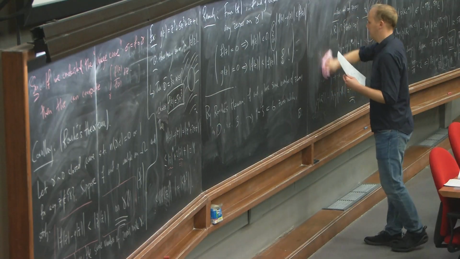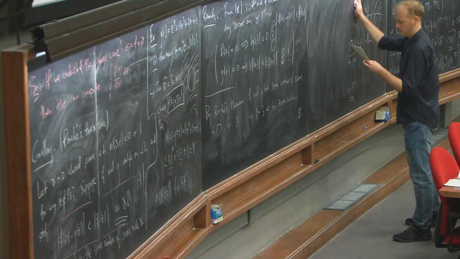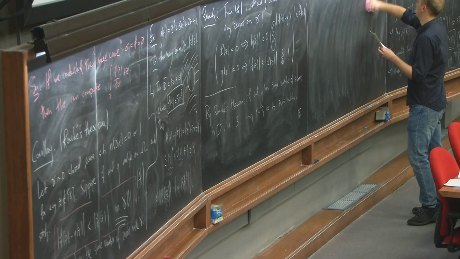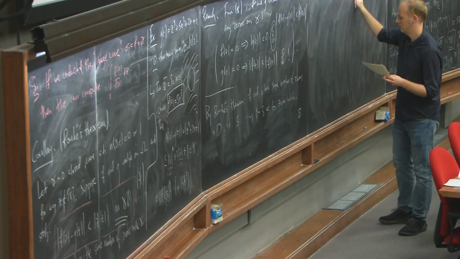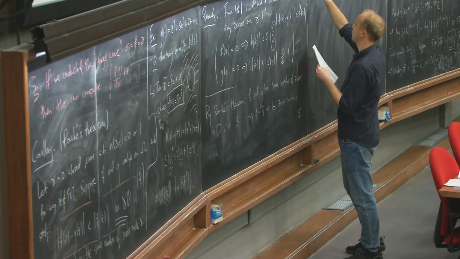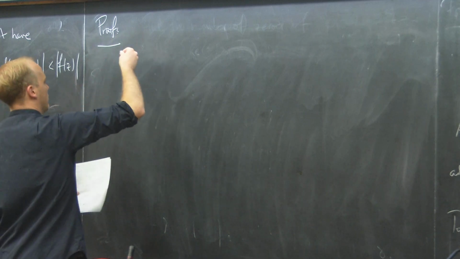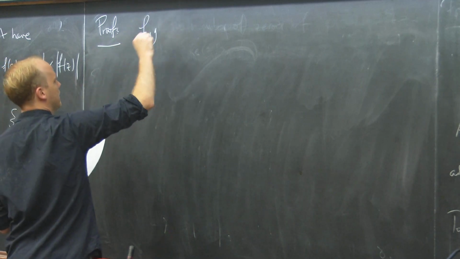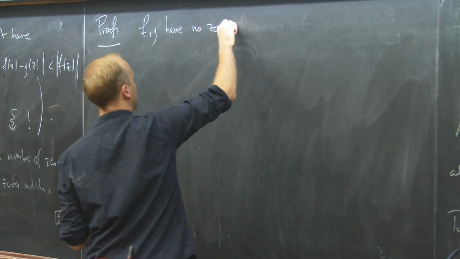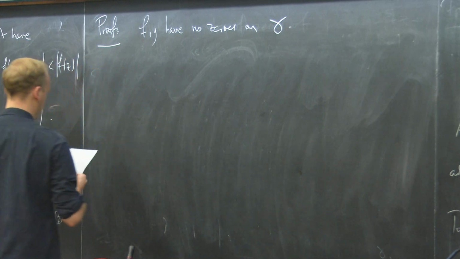Okay, and then we have the matter of the proof of Rouché's theorem. The proof. So we already saw that f and g have no zeros on gamma, for the same reason I just explained.